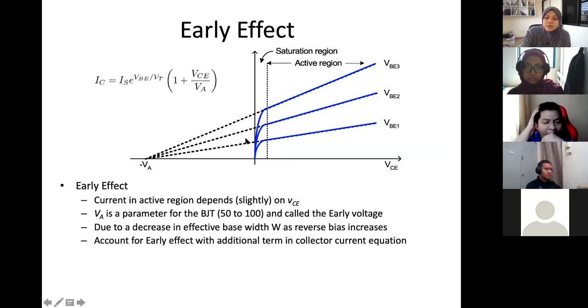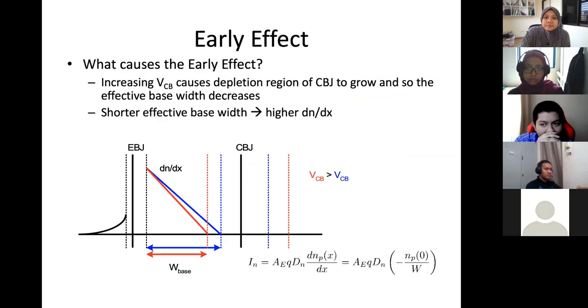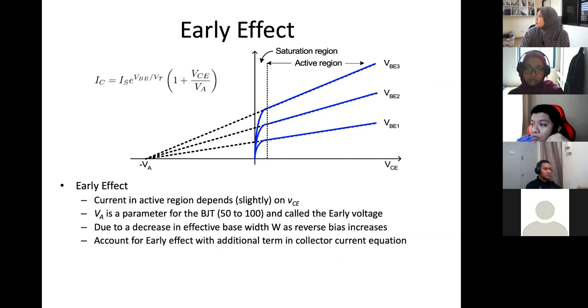To explain this is because... There are all kinds of noises here. It's getting worse. So, early voltage.